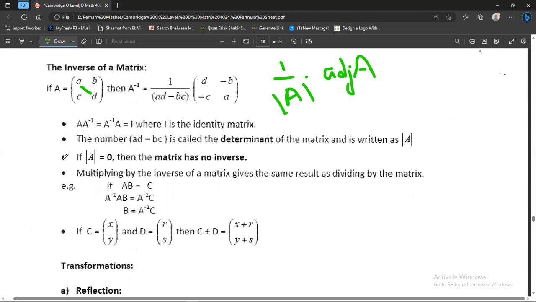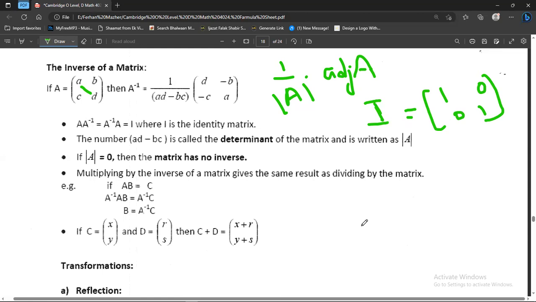That is the adjoint. Okay, so if you multiply A with the A inverse, or A inverse with the A matrix, you will get I, where I is the identity matrix. In a 2 by 2 matrix, the identity matrix is 1, 0, 0, 1. This is called the identity matrix. And if the identity matrix is multiplied with any matrix, the answer is always that matrix.